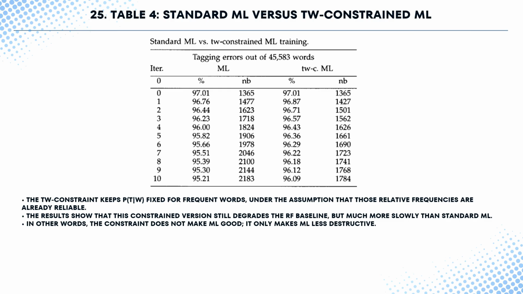Let's look at the first constraint method. What is TW constraint? It keeps probability of T given W fixed for frequent words, meaning if a word appears very often, its tag distribution is already reliable, so we should not change it during ML training. And the observation is that standard ML degrades accuracy quickly, while the TW constrained ML degrades more slowly. So the interpretation is that constraint reduces damage but does not eliminate it. This shows that constraints help in stabilizing learning, but they do not solve the problem fully.